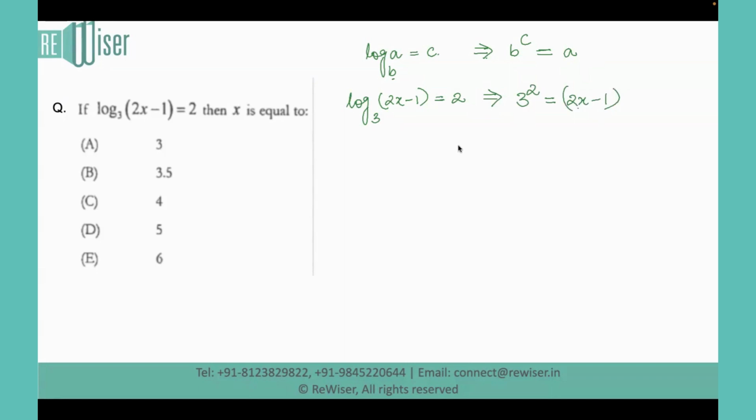Now we can write 3 squared as 9, which is equal to 2x minus 1. Further, we can solve it as 2x is equal to 9 plus 1. 2x is 10. And we get the value of x as 5. So the correct answer here is option D.